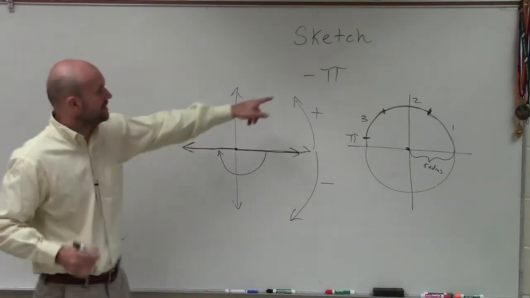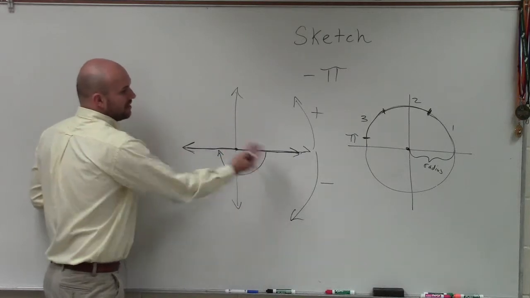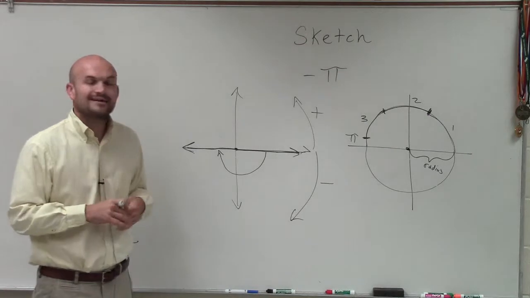So sketching this graph is just going to be 2 rays opposite of each other. Therefore, it's going to produce a straight line. But that would be how you would sketch the angle negative pi.